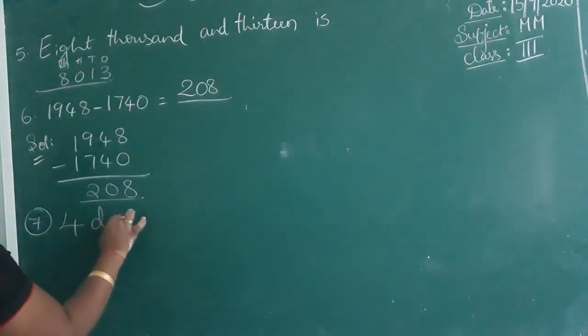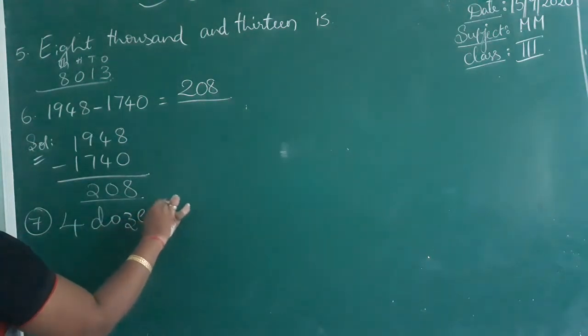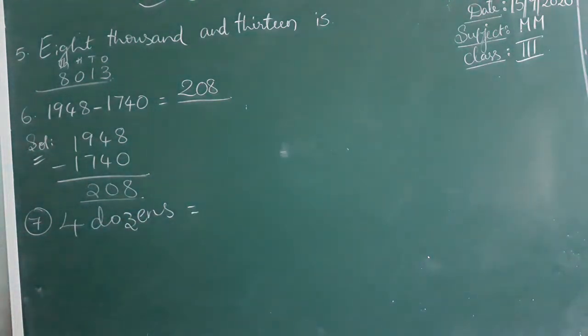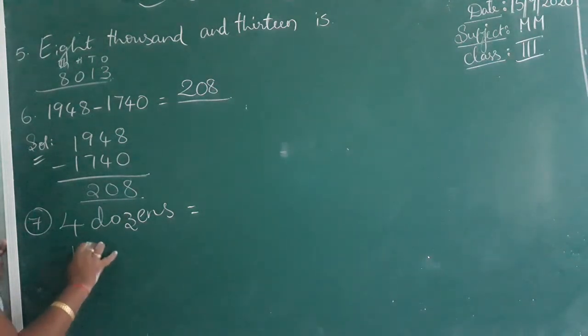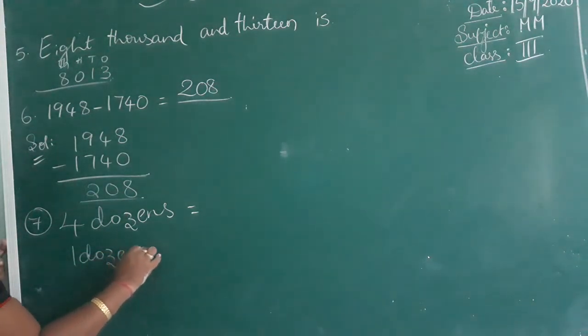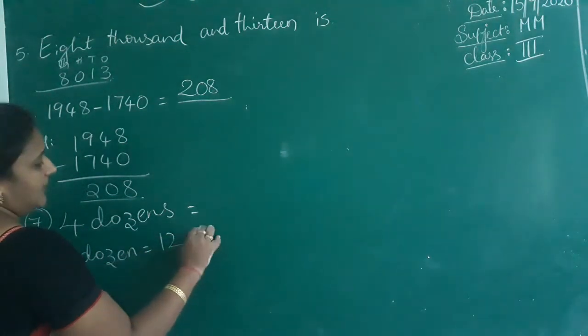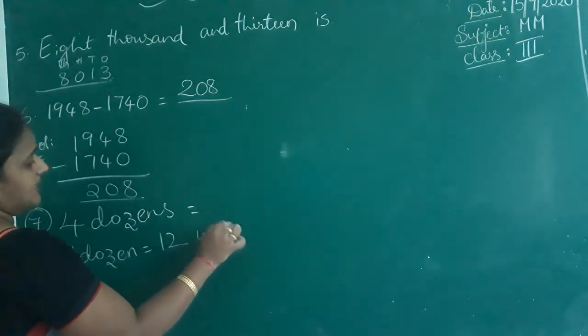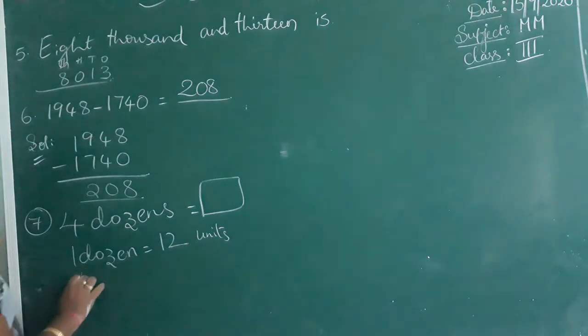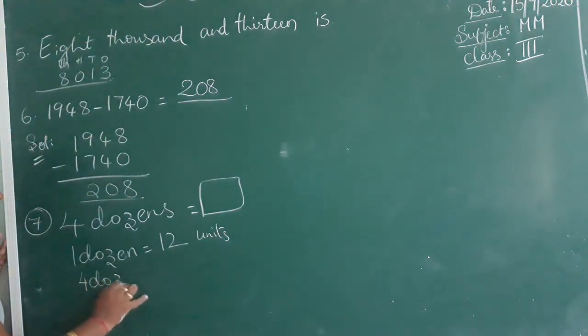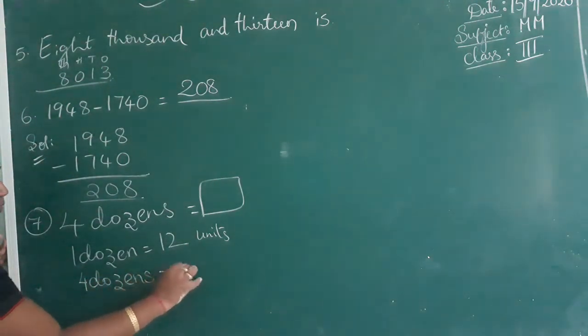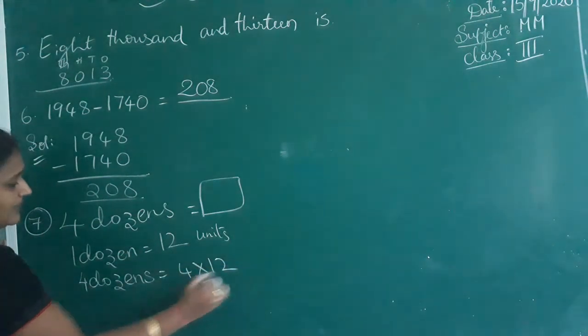4 dozens. What is it? 4 dozens. Dozen means how many units, children? 12 units. 1 dozen means 12 units. They are asking us to write the 4 dozens. 4 dozens. 4 into 12. 4 twelves.